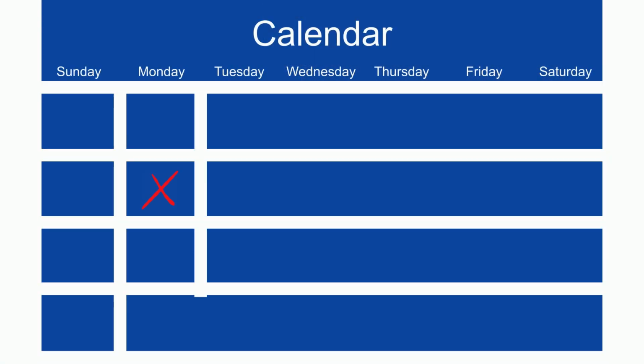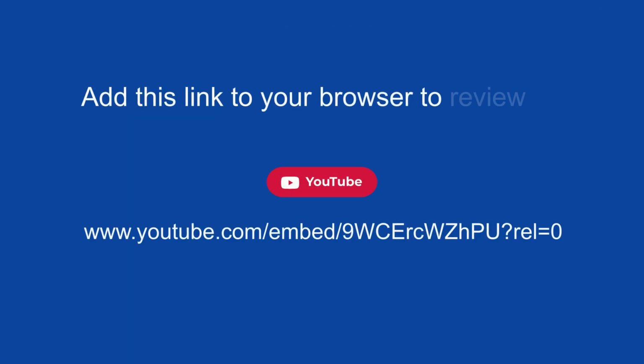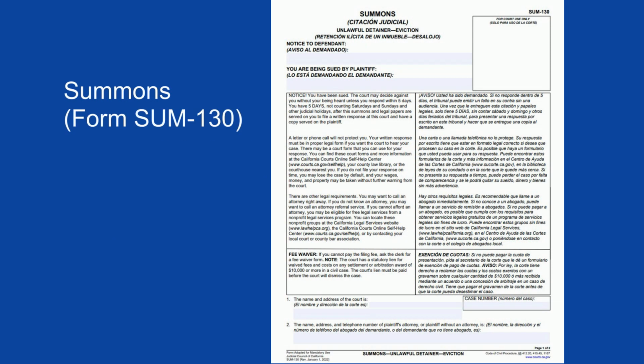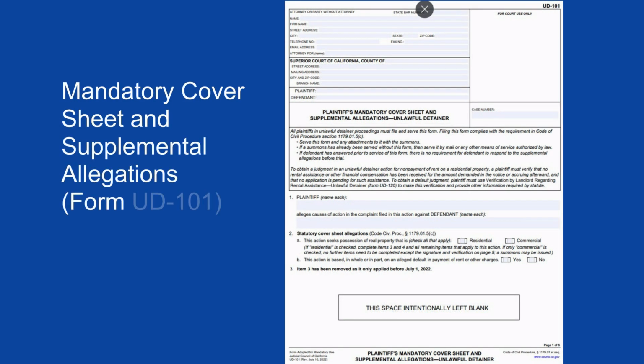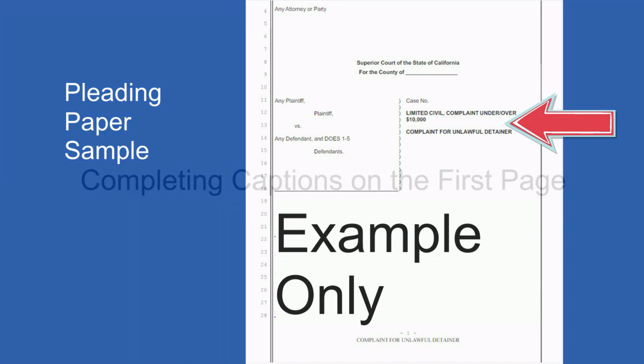How much time you have to file your answer depends on how you were served. Add this link to your browser to review the methods of service video. You will need the summons Form SUM-130, complaint Form UD-100, and mandatory cover sheet and supplemental allegations Form UD-101 to help you complete your answer. Sometimes the plaintiff will use pleading paper, which is not a court form, and it will look a little different, but the same information will apply.